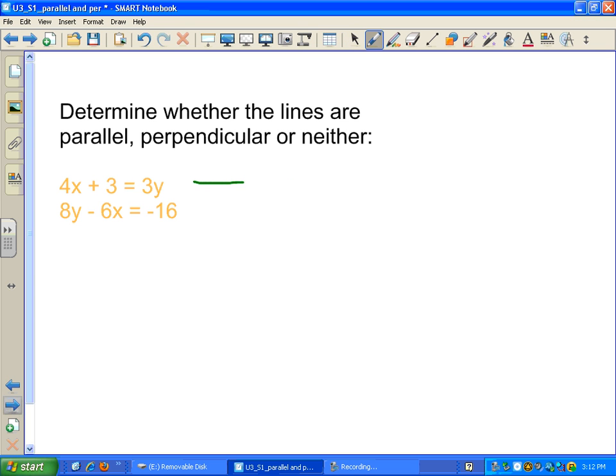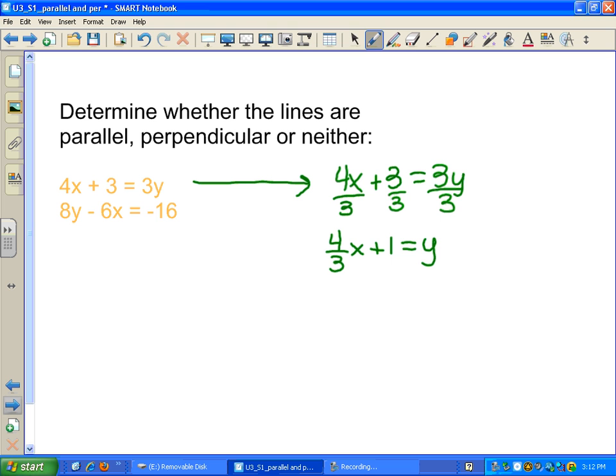So for the first one, I have 4x plus 3 is equal to 3y. y is almost by itself. I'm going to go ahead and divide everything by 3. So I get 4/3 x plus 1 is equal to y. My slope here is 4/3. Let's look at my second equation.